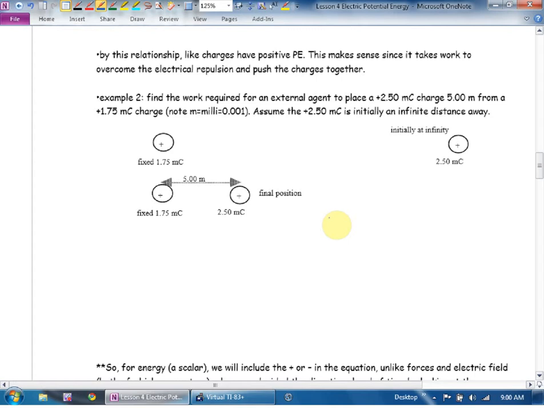By this relationship, like charges have a positive potential energy. And this makes sense because it takes work to overcome the electrical repulsion and push the charges together.